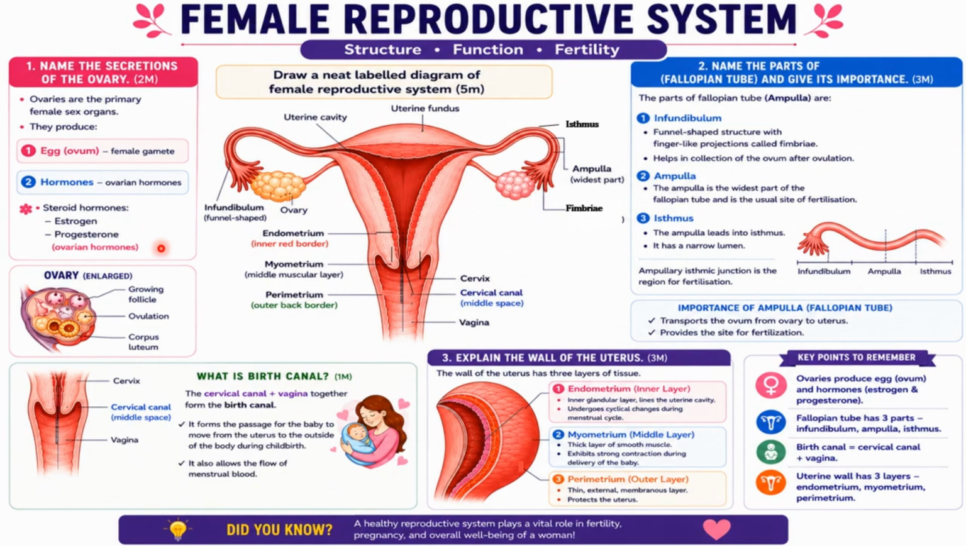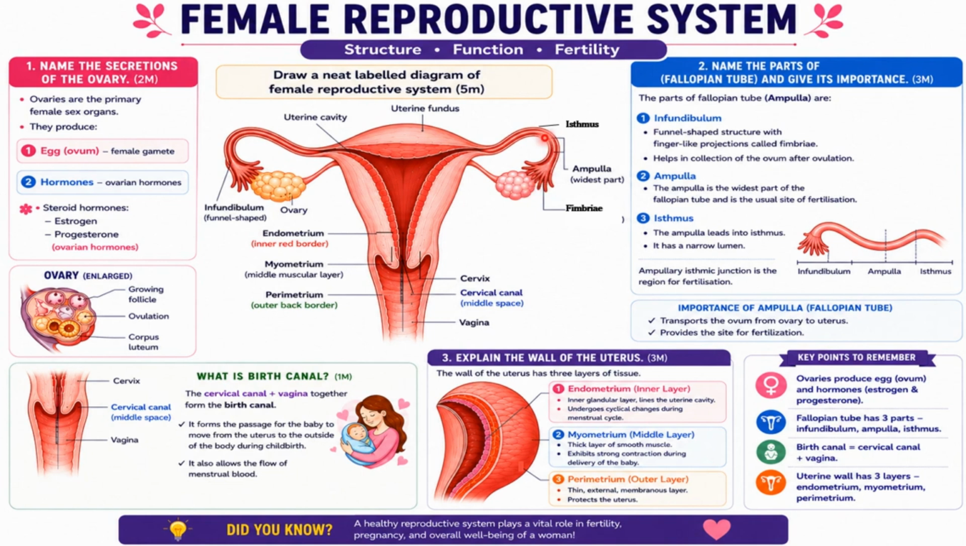The three accessory ducts of the female reproductive system include the fallopian tubes, the uterus, and the vagina. The next important three markers include the parts of the fallopian tube. The fallopian tube has three parts, namely the infundibulum, which is the funnel-shaped part with finger-like projections called fimbriae that collect the ovum after ovulation.